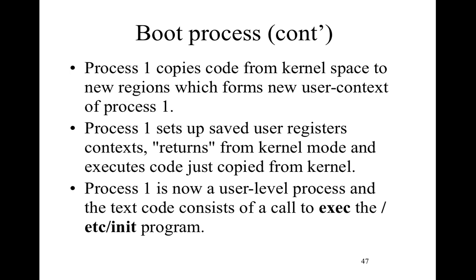So process 1 copies the code from the kernel space to the new region, forms the user context of process 1, and then we have process 1 setting up and saving users and registers, and the context returns to the kernel mode. So process 1 is now the user level. So the user level gets created and initialized. So we have another call that consists of an exec init program. So the kernel loads up the user space on top of itself. And then from the user space, we load up all of the other processes that work in the sequence.